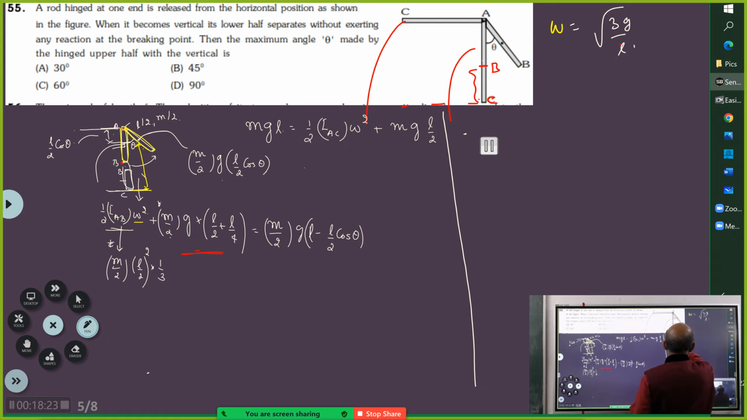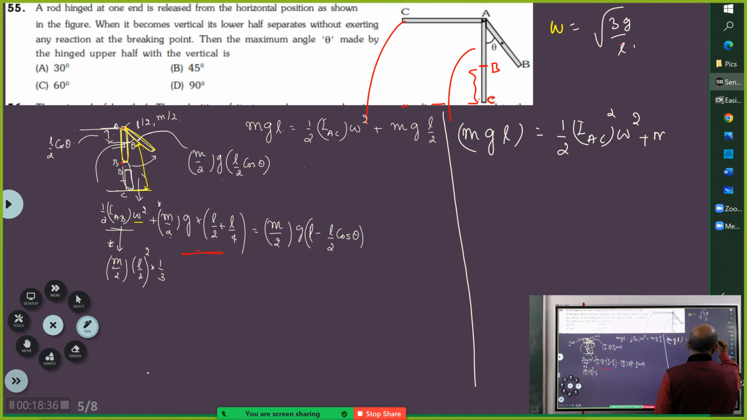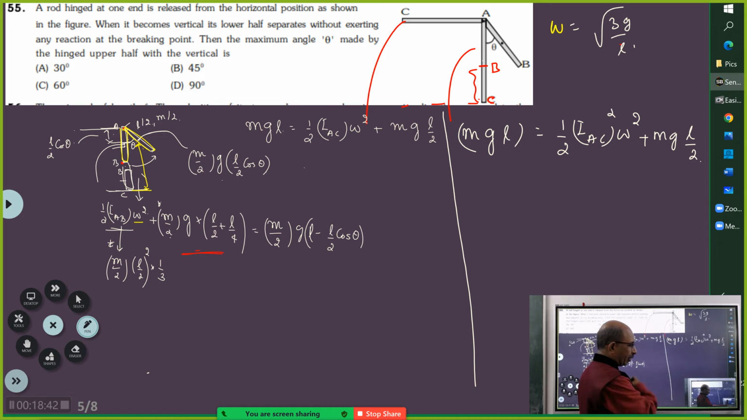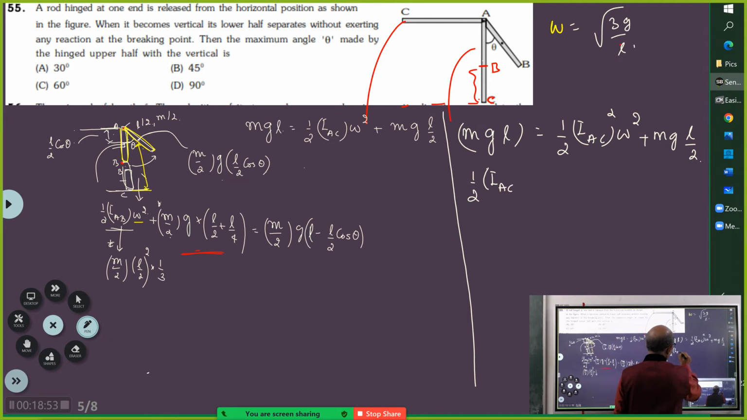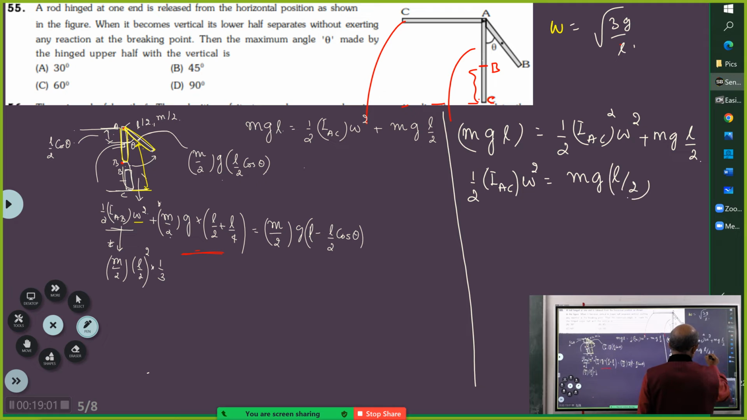Sir, we can write that mgL. You tell clearly. Initially it is mgL, correct? Now this is equal to half I_A into omega square plus mg L by 2, correct? You tell in steps. Other friends are there. So here you will write half I_A omega square is equal to, you are sending this here. Now you are writing here mg L by 2. Okay, done. Yes. Further.